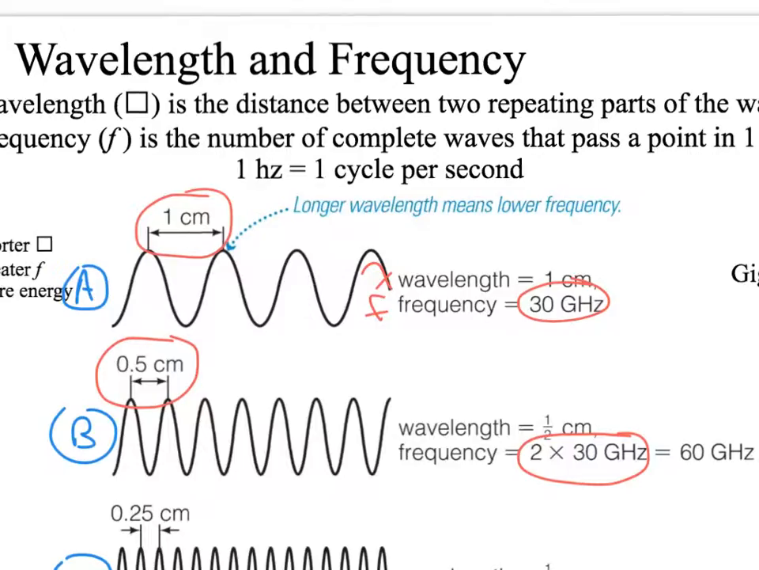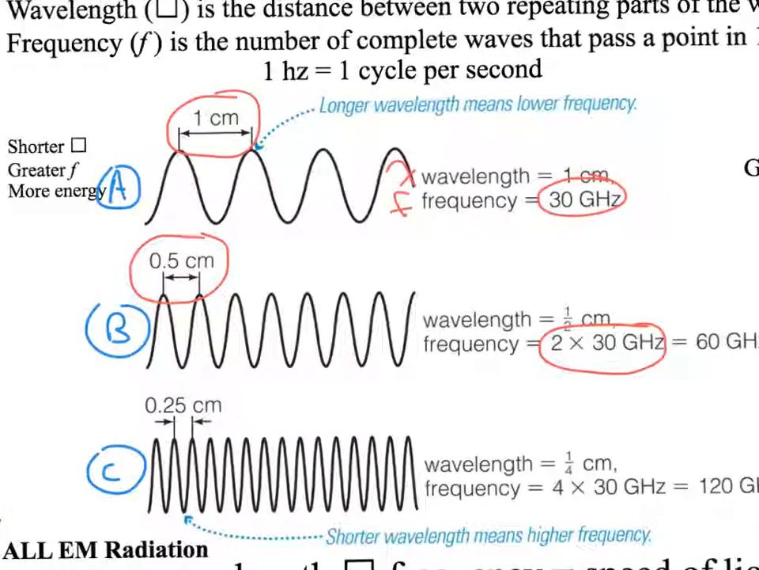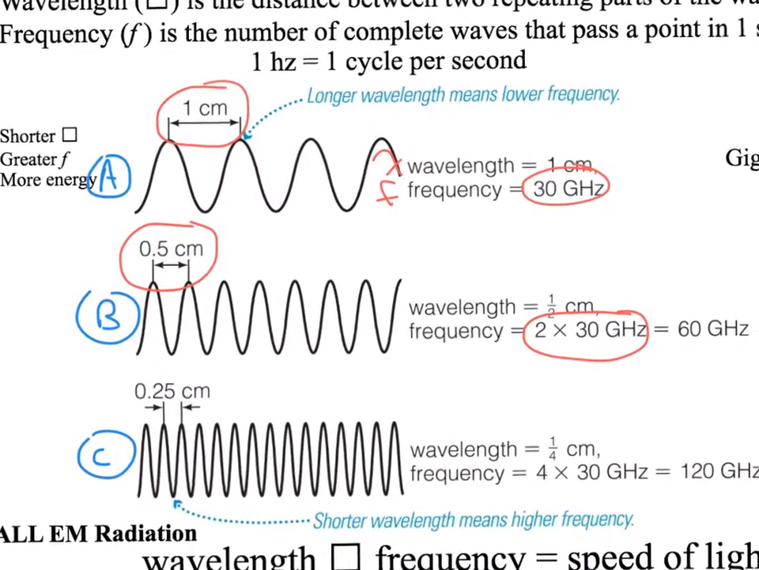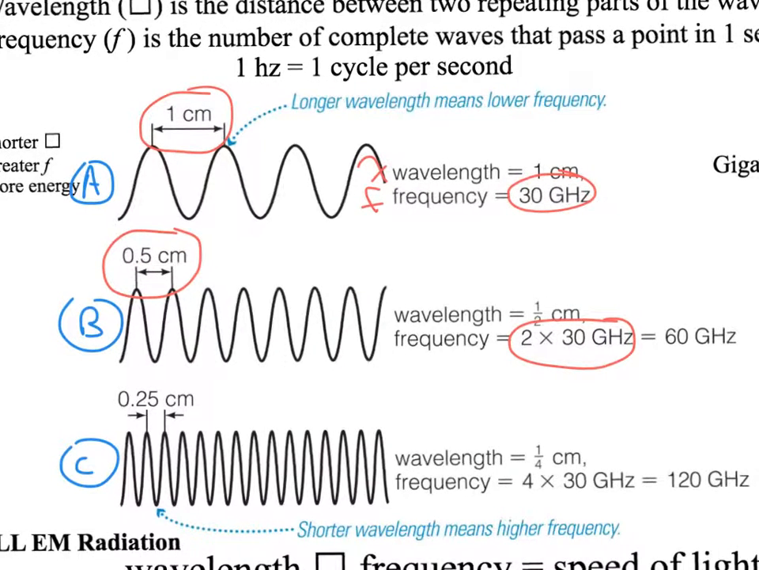Okay. For wave C, if we compare wave C and wave A, wave C actually, the wavelength is a lot shorter. It's just a quarter of a centimeter instead of 1 whole centimeter. So then that will automatically increase the frequency by a factor of 4. So your frequency is 4 times 30 gigahertz or 120 gigahertz.